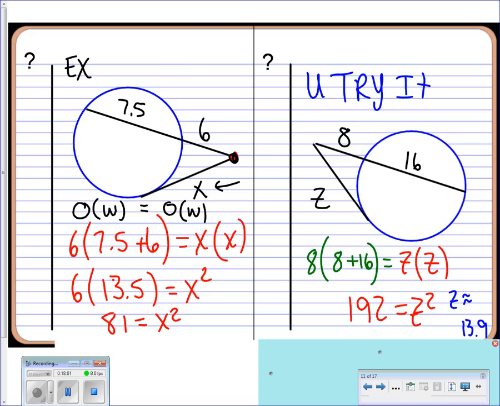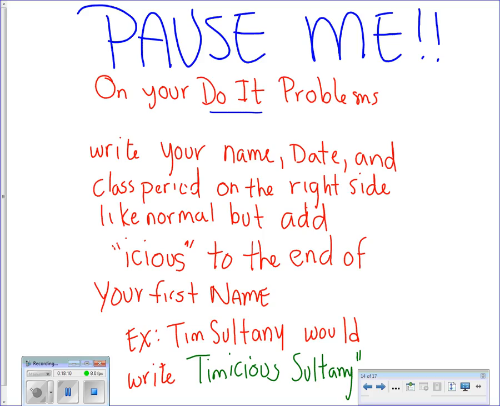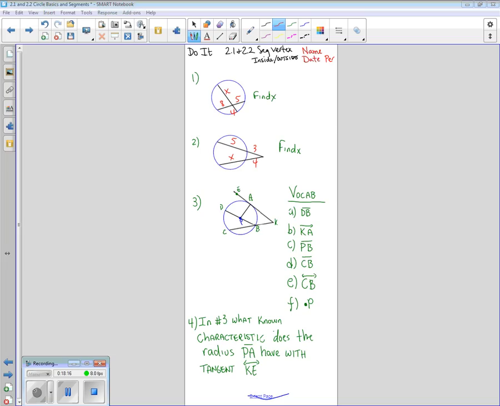I ended up with 192 equals z squared. Took the square root of both sides, and I got z is approximately equal to 13.9. And there you have it. Let me zoom in so you can see the problems that you're going to be doing, and good luck.